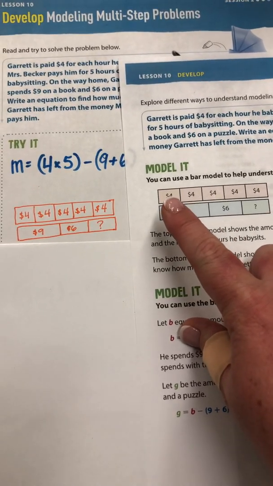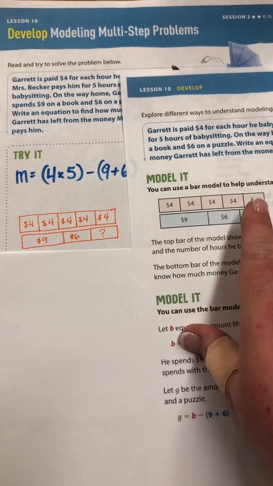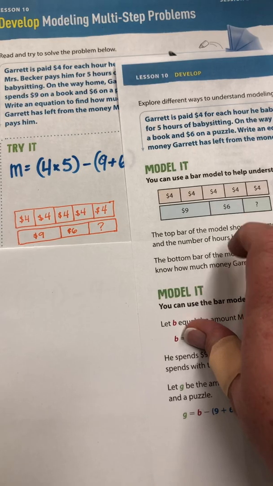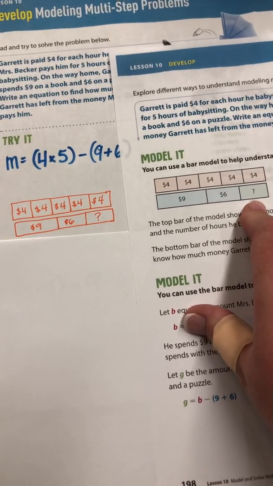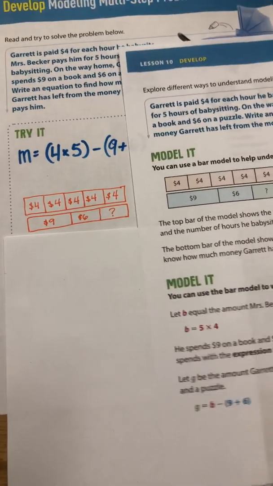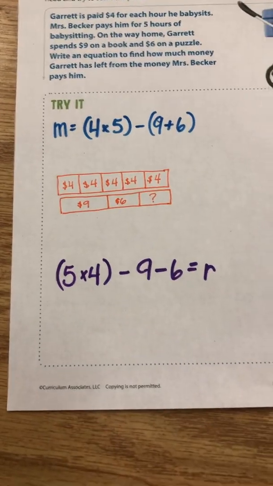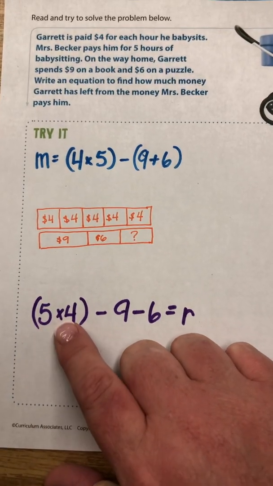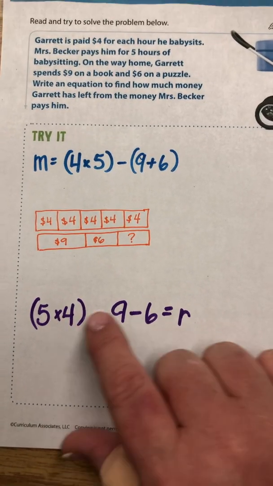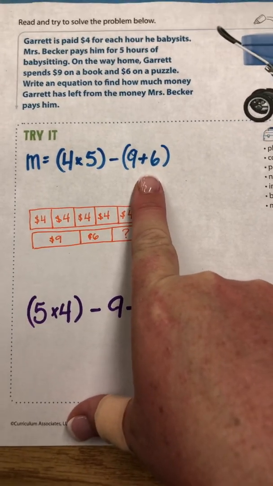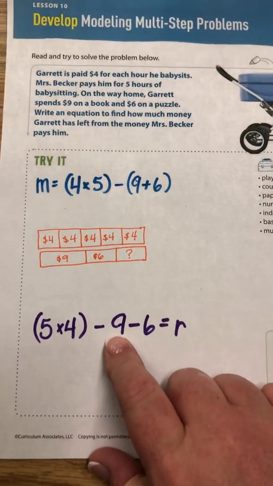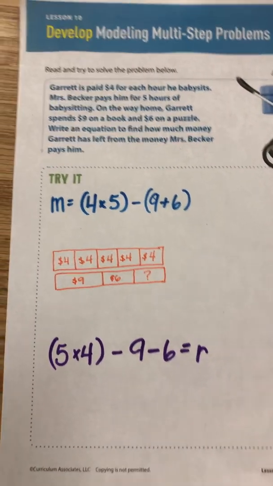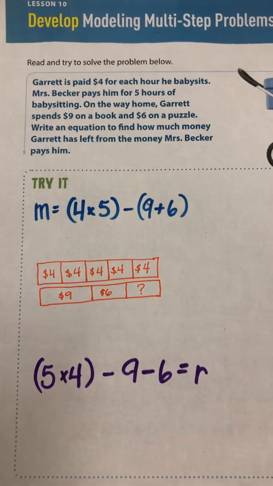So I could go about solving 4, 4, 4, 4, 4. Add that all up, or say 4 times 5. And then subtract 9 and subtract 6. And whatever I'm left with is my answer. So I wrote this one final way. And I really like this way too. 5 times 4, I'm multiplying the complete amount Garrett earned. But this time, instead of taking away 9 plus 6, I'm going to take away the $9, then take away the $6. It really is all the same, going to get you to the same answer.